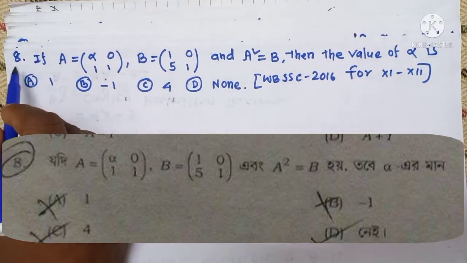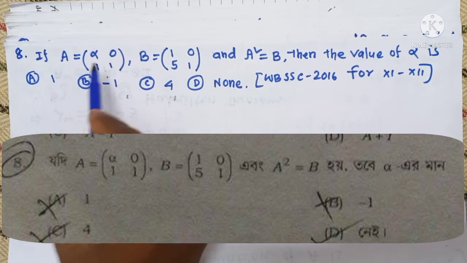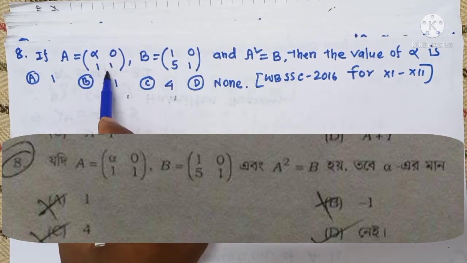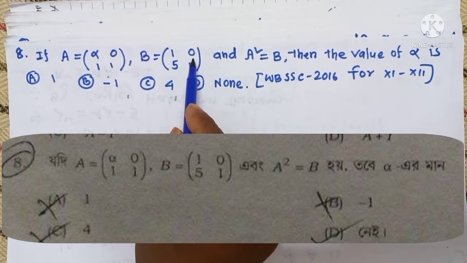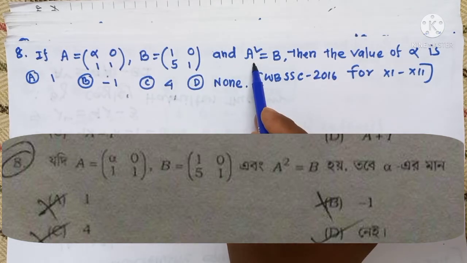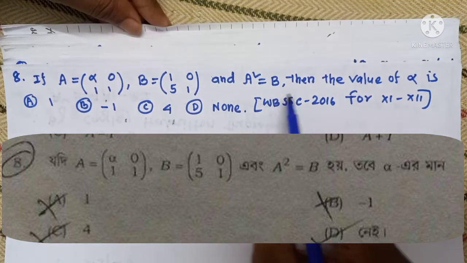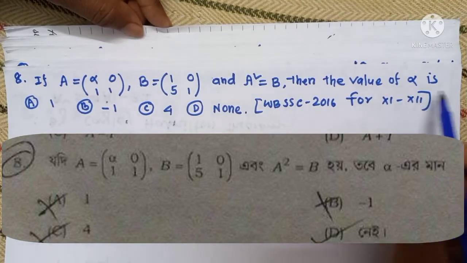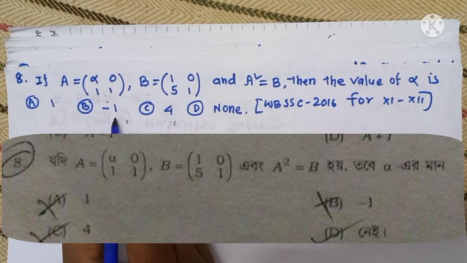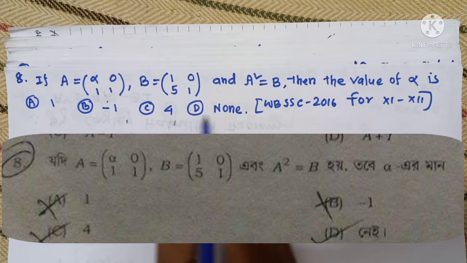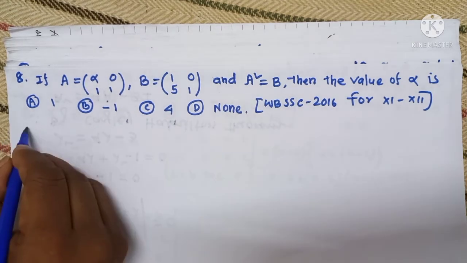Question number 8. If A equals the matrix alpha, 0, 1, 1 and B equals 1, 0, 5, 1 and A square equals B, then the value of alpha is: option A 1, option B minus 1, option C 4, option D none. Solution.